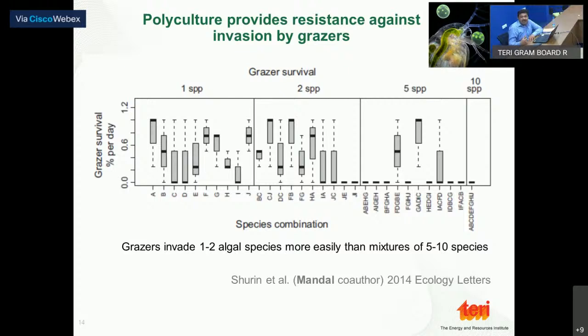And we saw that the Daphnia cannot survive in higher species richness. It might be because they're not finding the food they want, so they are dying. So polyculture can also help protect your algal culture. That is another advantage of growing polyculture outside.